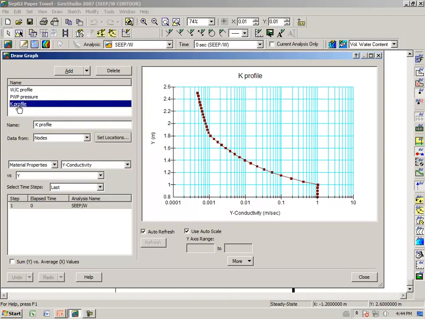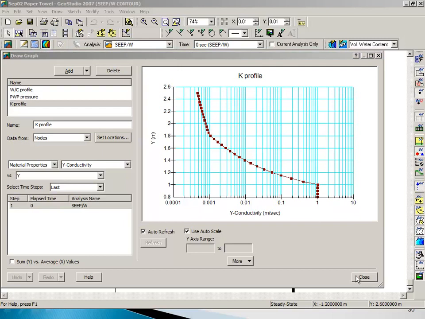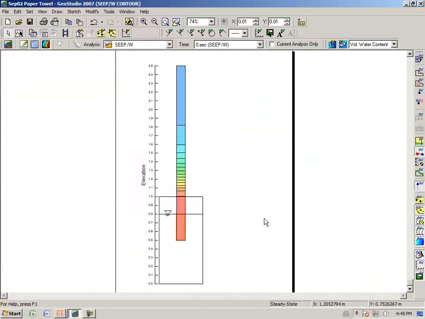Very briefly, the hydraulic conductivity looks much the same. When we were saturated, then we had a hydraulic conductivity of 1, and the hydraulic conductivity remains at 1 until we begin to have air, so to speak, in the paper, and then the hydraulic conductivity diminishes very rapidly the drier that the paper gets. We can close this and go back to the results view.